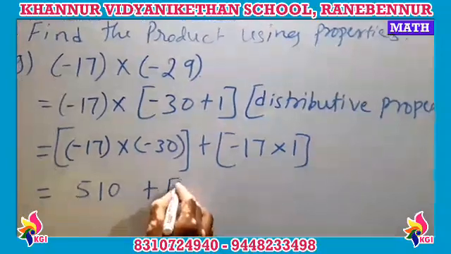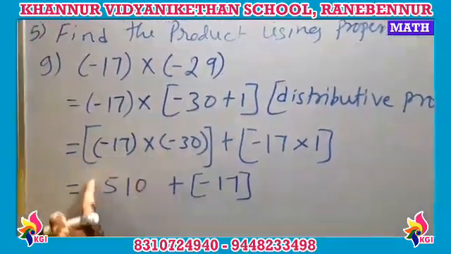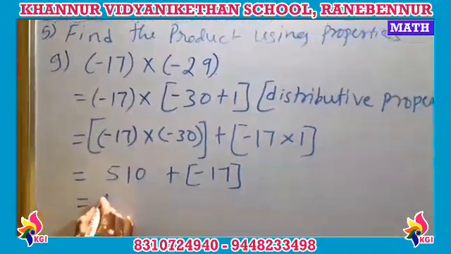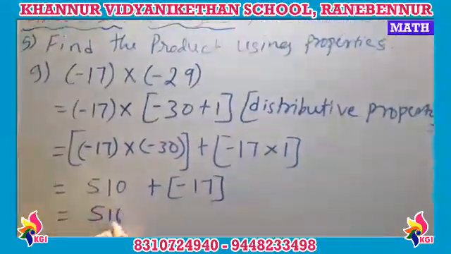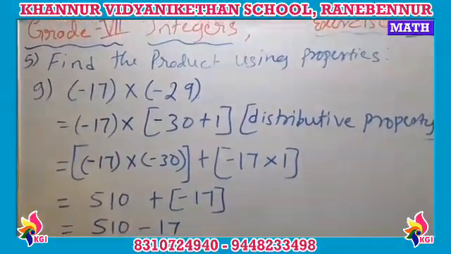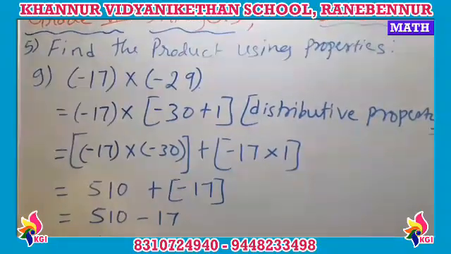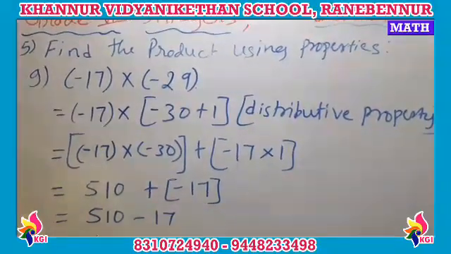The next plus, I write as it is: 17 ones are 17 only, but minus is there. We have to write that minus. Here this minus into minus has become a plus. So the next, now here 510 plus into minus is minus 17. 510 minus 17 is 493. Understood, children?